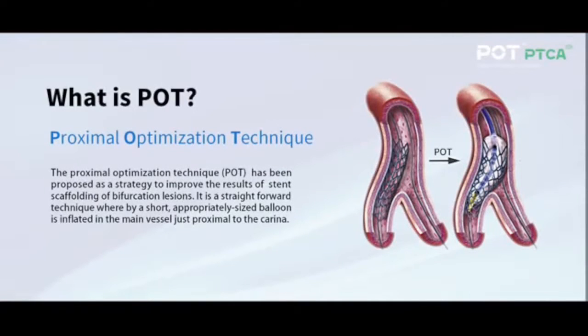What is POT? The Proximal Optimization Technique, POT, has been proposed as a strategy to improve the results of stent scaffolding of bifurcation lesions. It is a straightforward technique whereby a short, appropriately sized balloon is inflated in the main vessel just proximal to the carina.